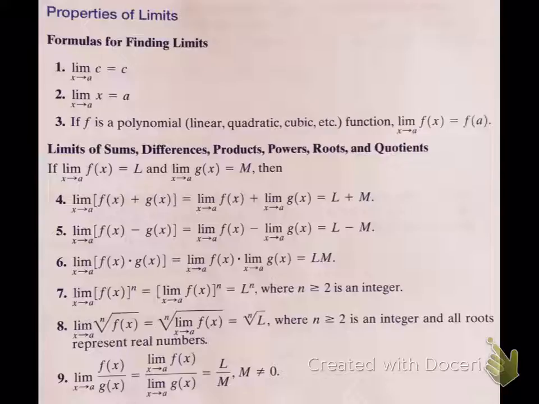Notice the first one is discussing a constant versus a linear. If it's linear, quadratic, cubic, so essentially if it's a polynomial, your limit is always going to be the same as, notice, f of a. Then we have sums, differences, products, powers, and quotients. And again, the idea is the same. You plug in that value and whatever you get is what the limit is approaching. So it's a pretty basic lesson for today.